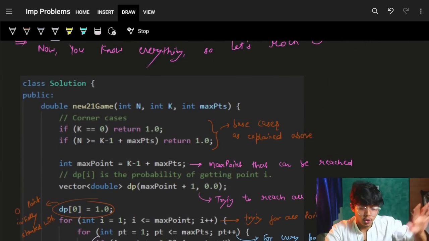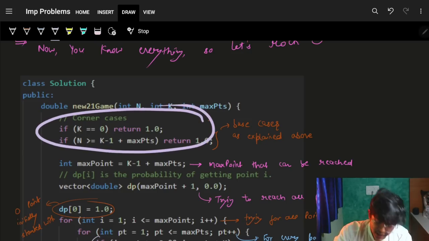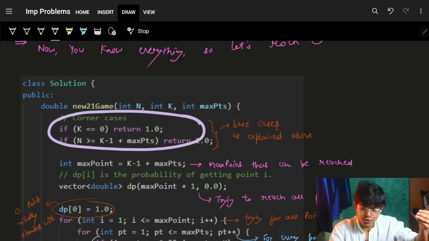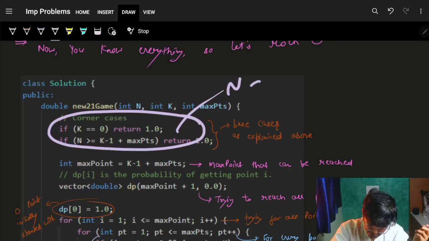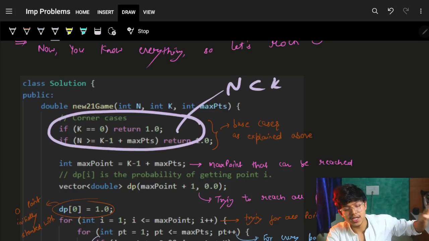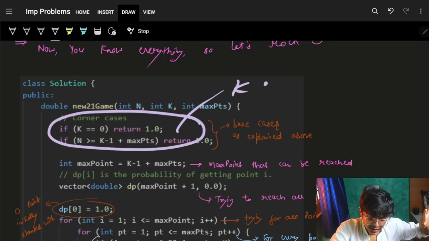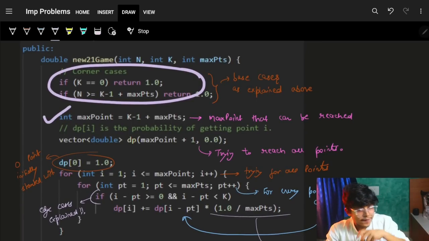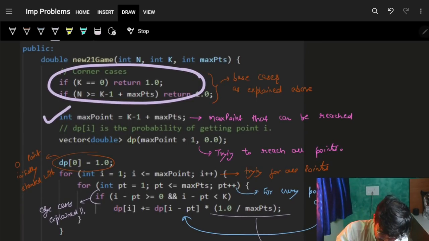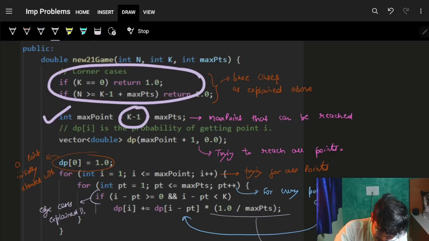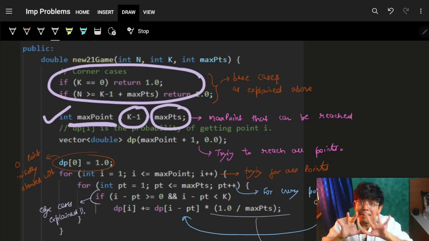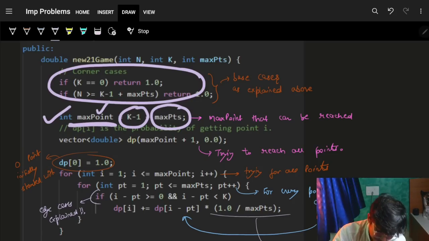Now let's quickly go and look back at the code. As simple as possible, firstly the two corner cases which I showed you: the one corner case where n is less than k is not there, because we are given that k is always less than or equal to n, so that is not needed. Cool. Now I just go and find the max points possible, and I know that k minus 1 is the last step that I can reach. I can just add max points to that. So ultimately, the number of max reachable points is k minus 1 plus max points.